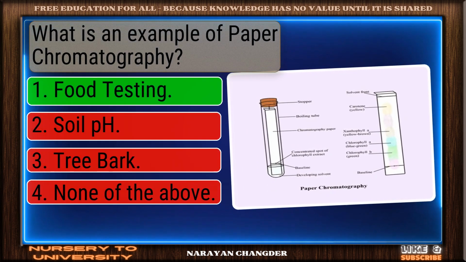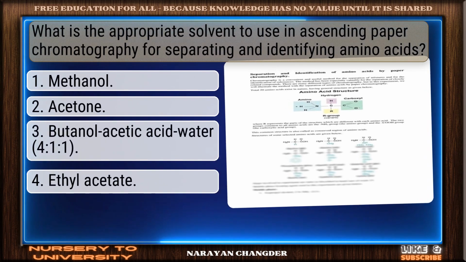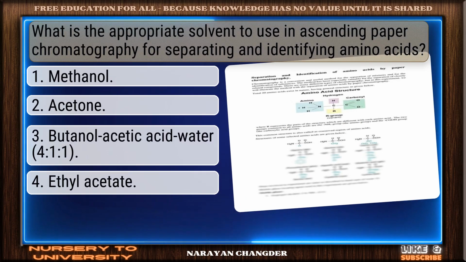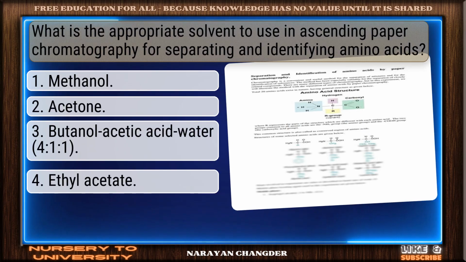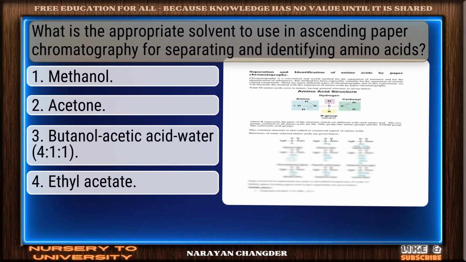Nice, food testing. What is the appropriate solvent to use in ascending paper chromatography for separating and identifying amino acids? Option 1. Methanol. Option 2. Acetone. Option 3. Butanol acetic acid water. Option 4. Ethyl acetate.